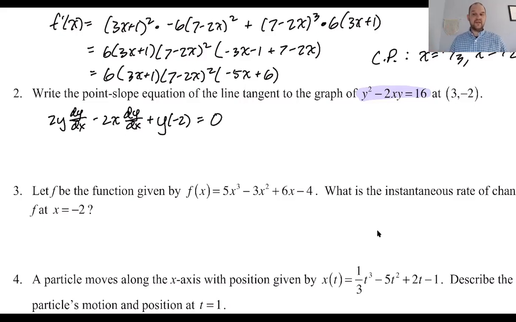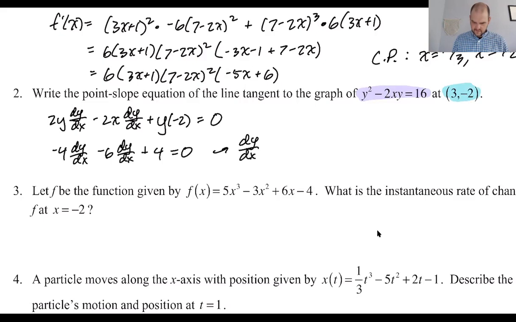Biggest mistake I see people make. So what I'm going to do now is plug in this, because it's just easier to plug in and do arithmetic than it is to do algebra and then do that. Although, it's not going to be bad no matter what, I think, in this case, but we'll see. -4 dy dx minus 6 dy dx, and then plus 4 equals 0. So dy dx at (3, -2) is equal to -4 divided by -10, so positive 2/5.